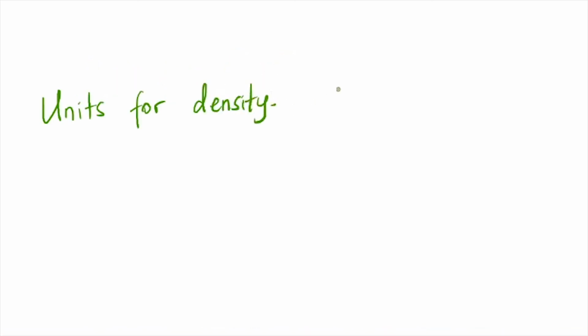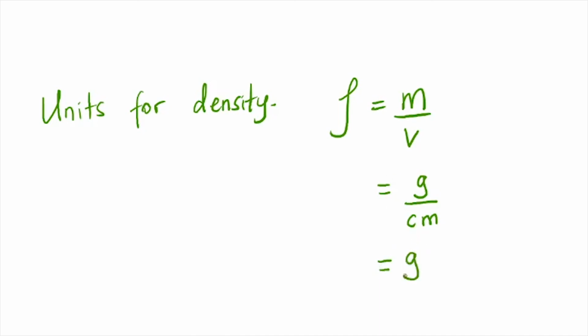So I would like to make a quick note here though about the units for density. Density is given by mass over volume. Mass is in grams. Divide that by volume, which is in centimeters cubed. So this is why the units for density are written as grams per centimeters cubed. This per means it's grams divided by centimeters cubed.